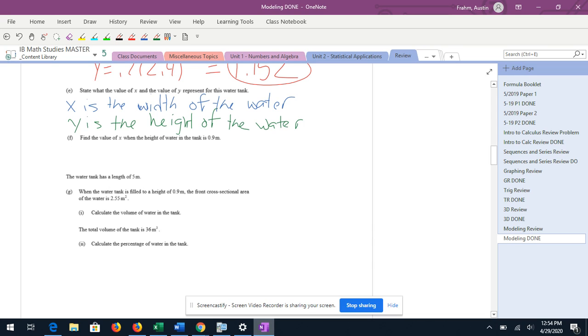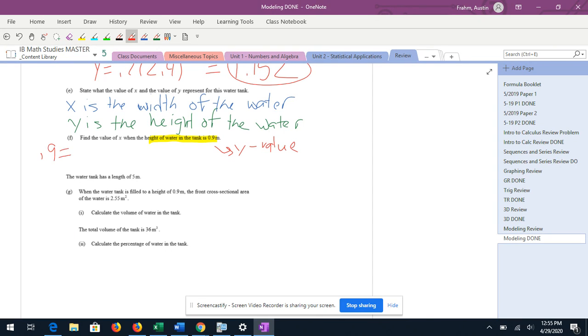Okay, continuing problem 1, part F says find the value of x when the height of the water in the tank is 0.9 meters. Okay, so now they give us the height of the water, which we just covered in part E is a y value. So we're going to plug 0.9 in for y and solve for x.